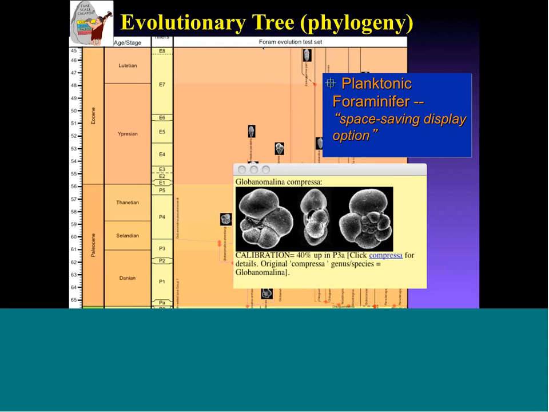Okay, another question is, how do you represent different types of uncertainty in age or time in TimeScale Creator?